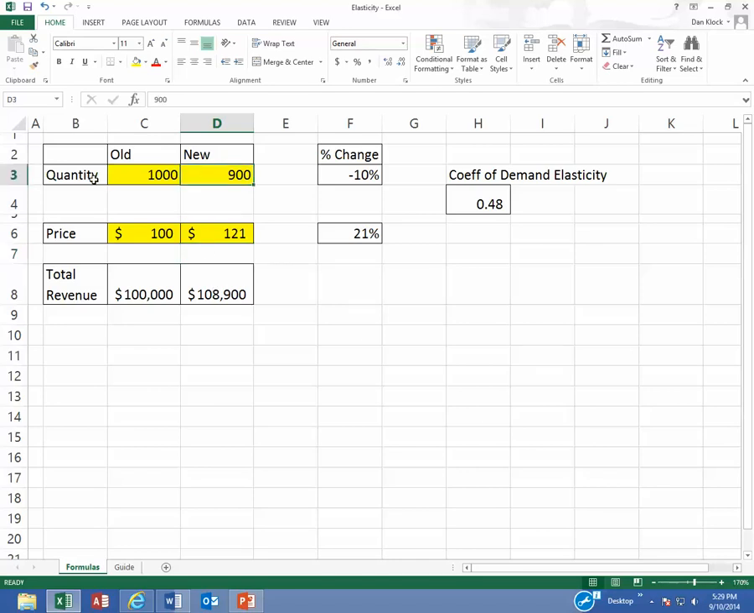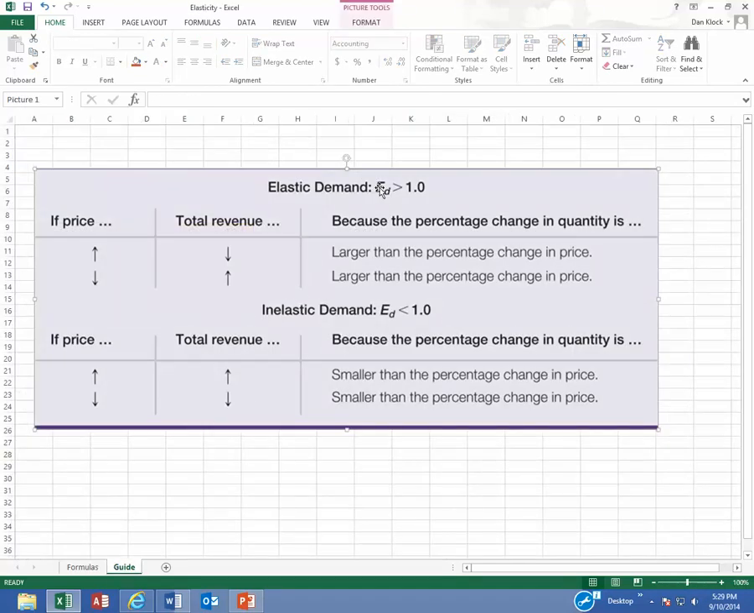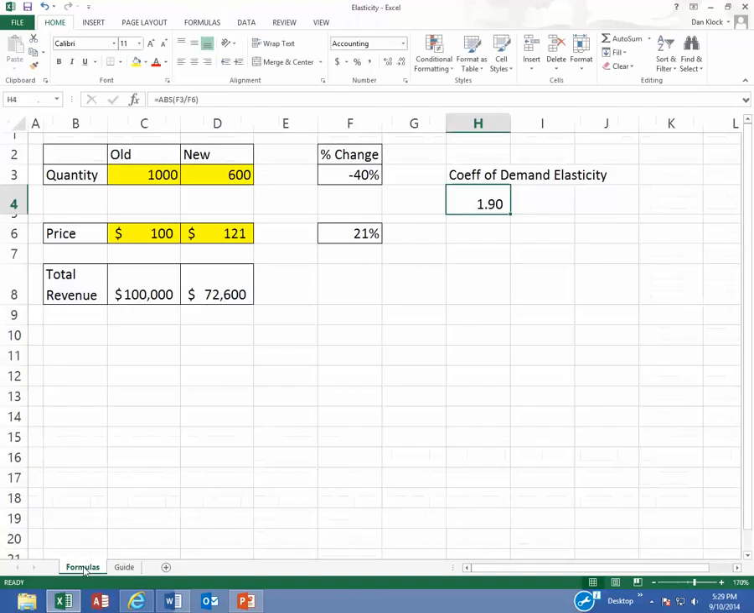But say if I raise my prices by this much, I can't sell as much. I can sell 600. So I'm going to do 600 here for the new quantity. Notice then my coefficient of demand elasticity is now 1.9. And again, if I go back to my guide, here it is. If the elasticity of demand is greater than 1 and the price goes up, total revenue goes down because, again, the percent change in quantity is larger than the percent change in price. I'm selling a lot less.